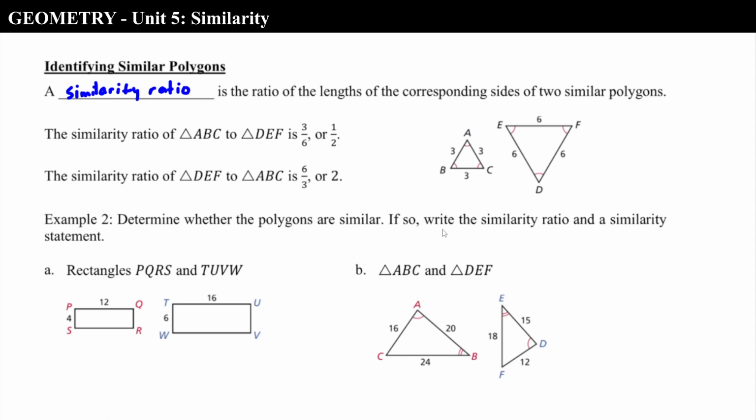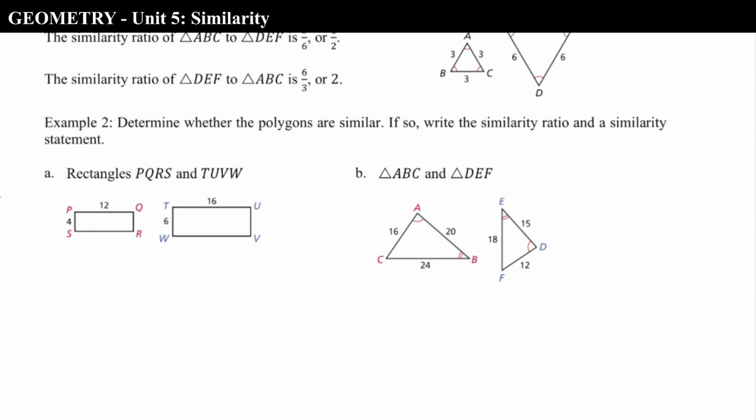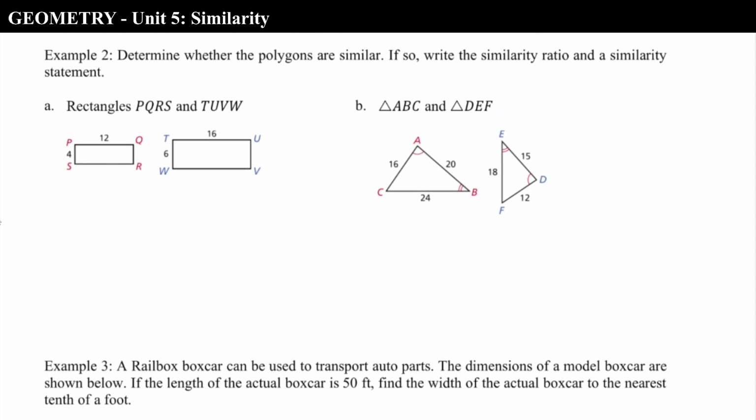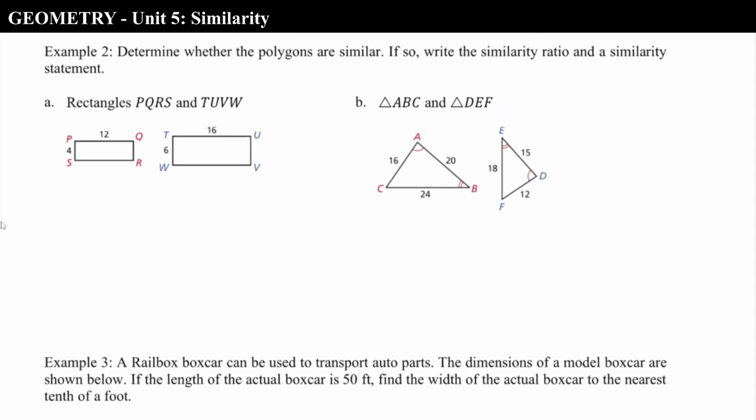So let's take a look at example 2. We're going to determine if they are similar, and if so, we're going to write a similarity ratio and a similarity statement. So first of all, these are rectangles, and we know that all the angles in these rectangles are congruent because they're all 90 degrees. So let's go ahead and go straight to the sides.